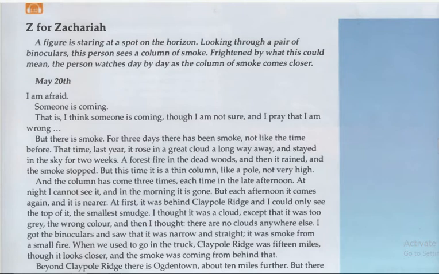At first it was behind Claypole Ridge, and I could only see the top of it, the smallest smudge.